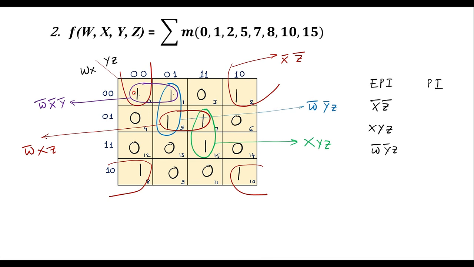But this one also can be covered with this, so this will come as a prime implicant, that is w bar x bar y bar will be a prime implicant. Similarly, the remaining, that is w bar x z, will be a prime implicant. And all the essential prime implicants will also be prime implicants, that is x bar z bar, xyz, and w bar y bar z. Thus we have differentiated essential prime implicants and prime implicants. Thank you for watching.